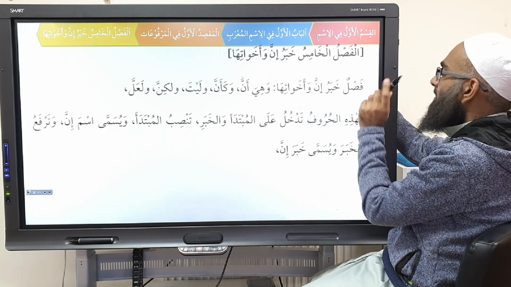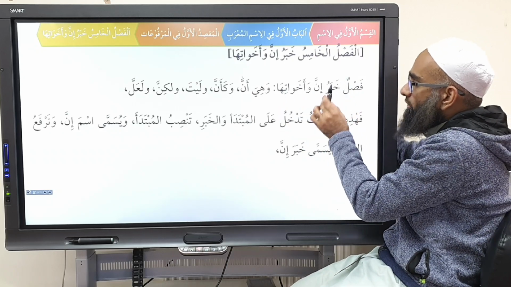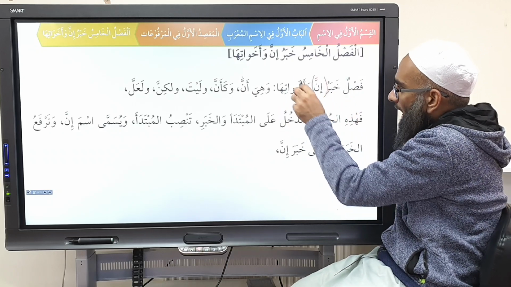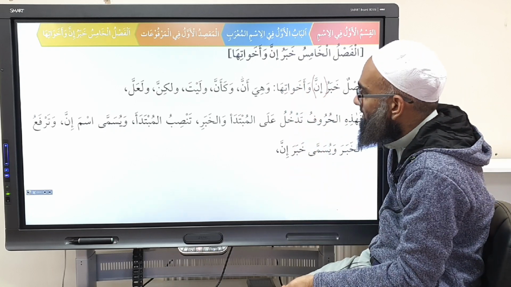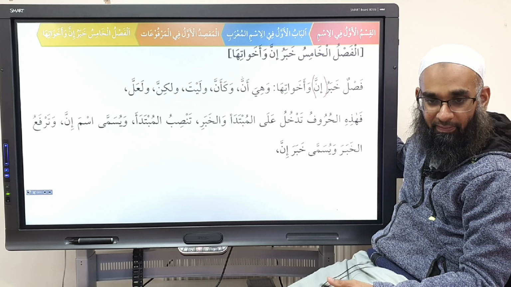So he says here, faslun khabaru inna wa akhawatiha, the chapter or the section regarding the khabar of inna and the khabar of inna's sisters. Who's inna's sisters? Anna, ka'anna, layta, lakinna, la'alla. Correct?